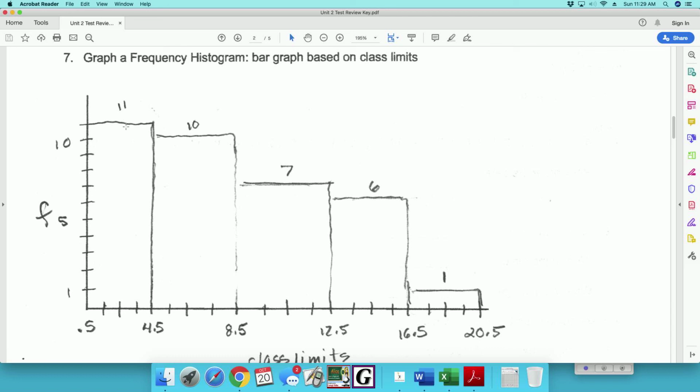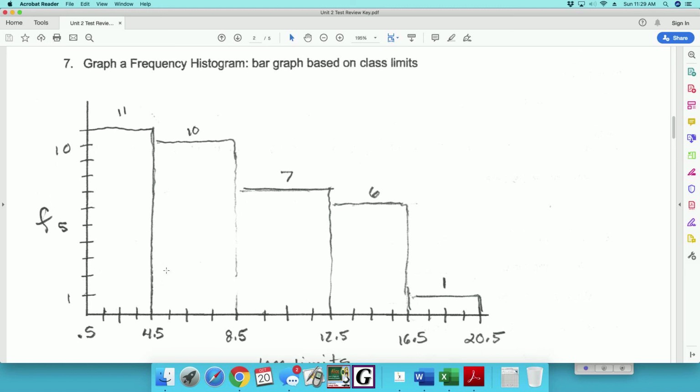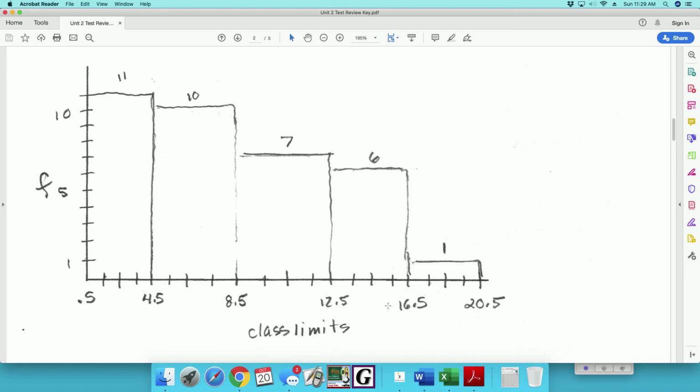First one has a frequency of 11, second one has a frequency of 10, 7, 6, 1, and just draw your bars the best you can. See, mine are not perfect, so yours don't need to be perfect. Make sure you label your axes. This is frequency, and down here are class limits. Do you need these tick marks in between? No, you don't. I just did it to try to make things look even.